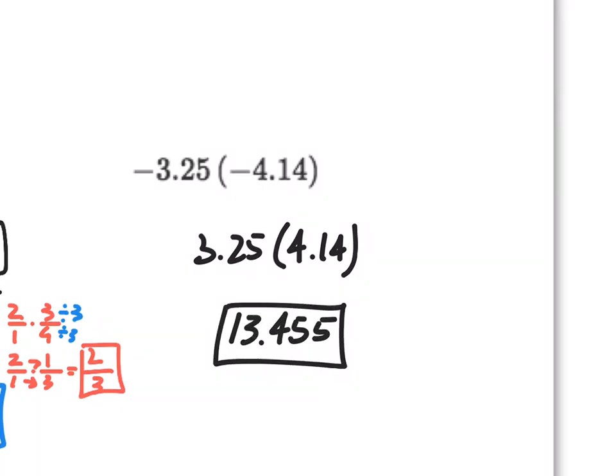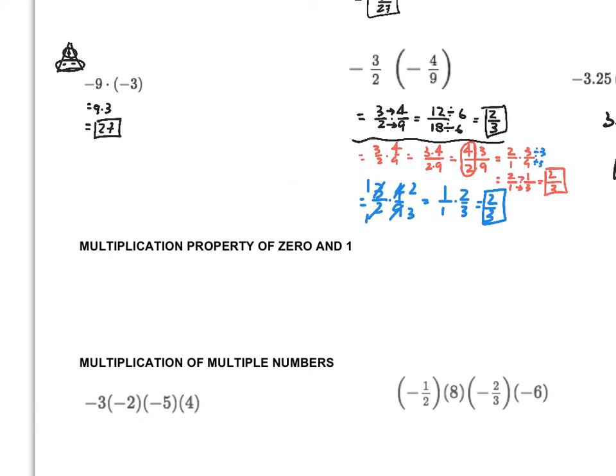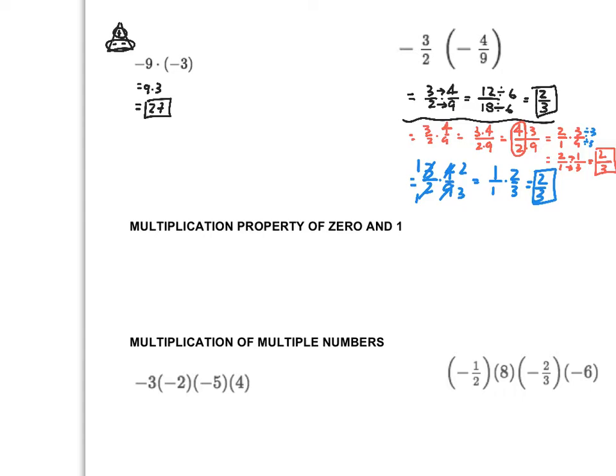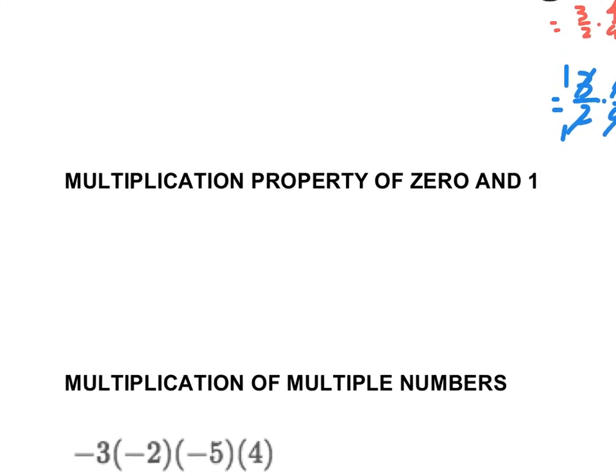All right, and that's our answer. Okay, so we've got those, and then we have this idea of the multiplication property of 0 and 1.